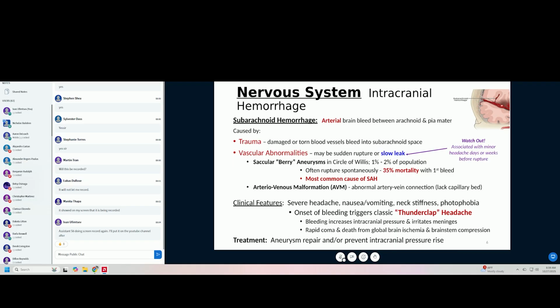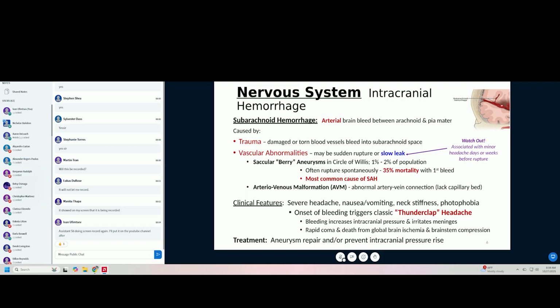All right, subarachnoid hemorrhages. So these are, again, going a little bit deeper. The bleeding here is between the arachnoid and the pia mater. And this is typically arterial, right? So this is, again, more of a high pressure system.